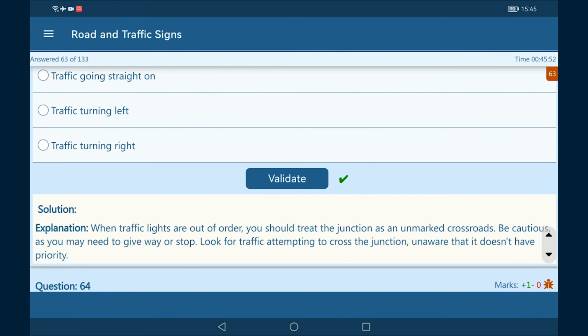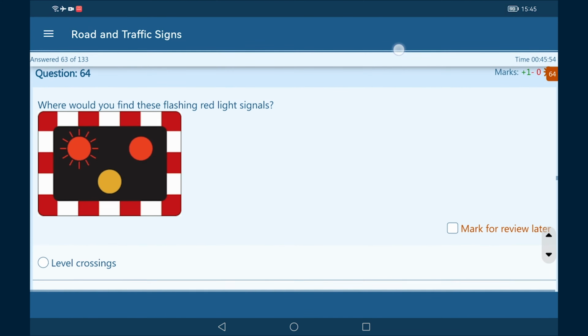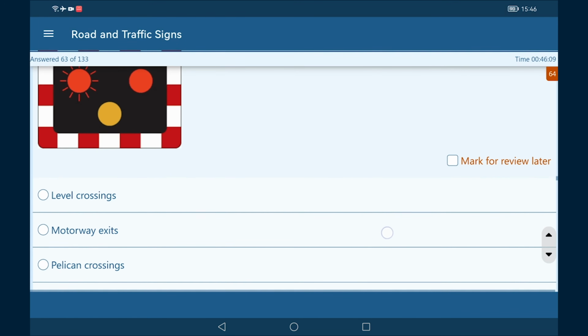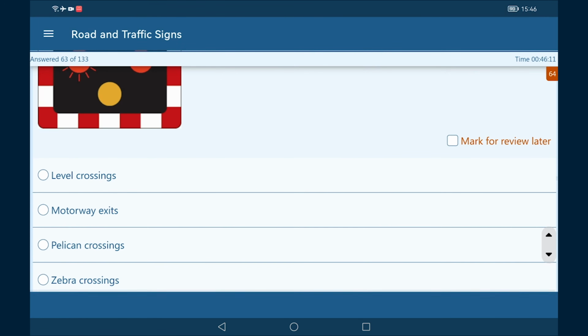Question 64. Where would you find these flashing red light signals? Option 1. Level crossings. Option 2. Motorway exits. Option 3. Pelican crossings. Option 4. Zebra crossings. The correct answer is Option 1, that is, level crossings.